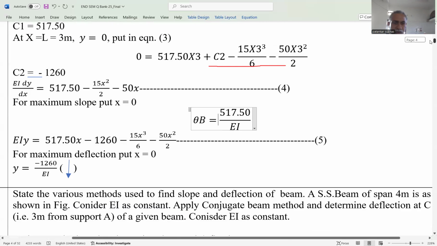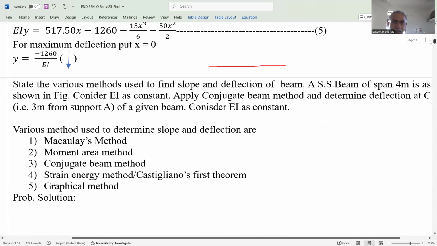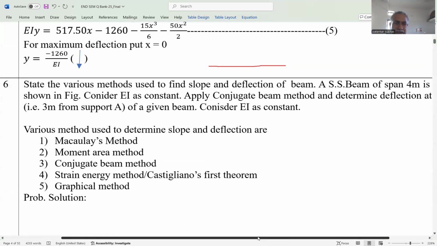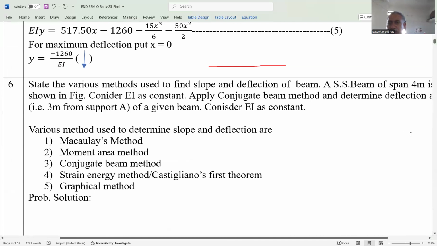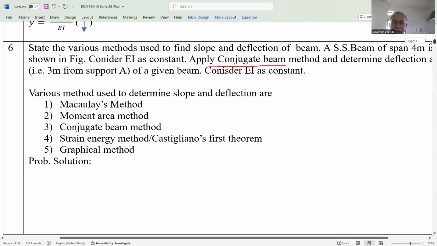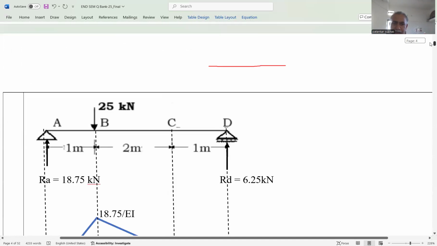Okay, so another problem which is related with the conjugate beam. A simply supported beam of span 4 meter as shown in figure. Consider EI is constant. Apply the conjugate beam method and determine the deflection at point C, that is 3 meter from the support A of the given beam. EI is constant. Again, we know the different methods that we have used to find out the slope and deflection, these are the various slope and deflection methods.